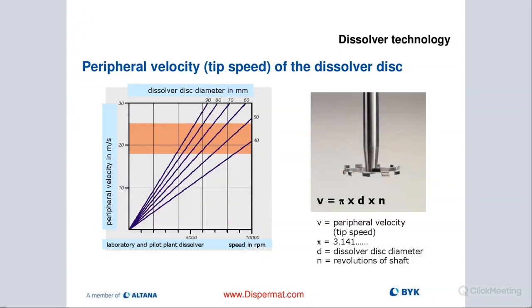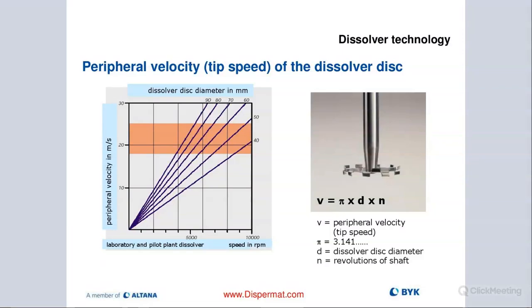So we got to be able to calculate that. A lot of the dispersers available on the market don't show you that number. For whatever reason, you have to calculate that yourself. Our new models all have that data on the screen, so you don't have to do that calculation yourself. But it's basically the RPM of the shaft times pi times the diameter of your dispersing blade.